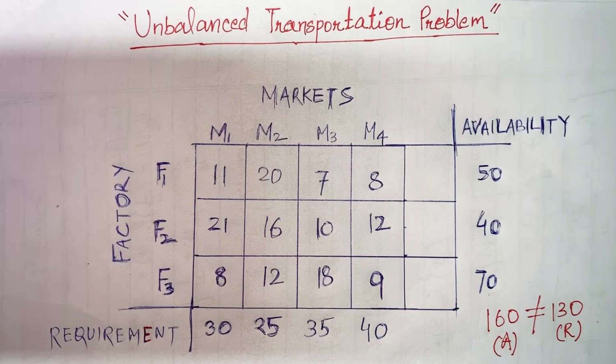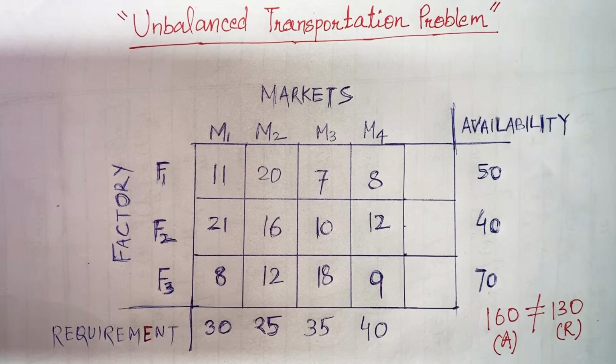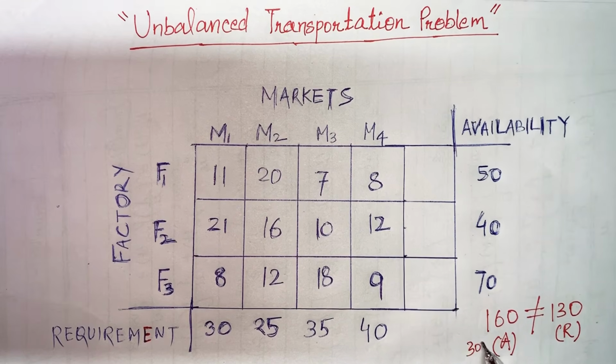So in order to solve these kinds of problems, the first step is to balance the transportation problem. Since there is a deficit, that means I am producing 30 units of surplus which are to be consumed in the market, and I don't have a market as such. All four markets in the problem have the capacity to consume only 130 units, and I have a 30 unit surplus on the availability side.